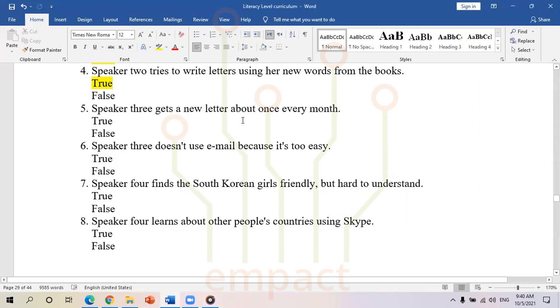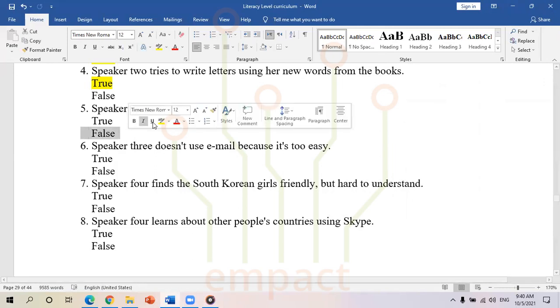So this part was quite easy. Speaker 3 gets a new letter about once every month. Is it true or false? False. Because she said every week, isn't it? It's not month, it's every week she gets a new letter. So this is false.